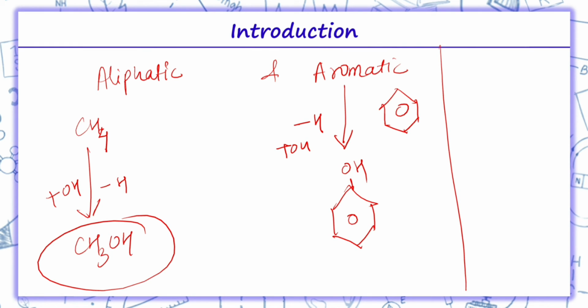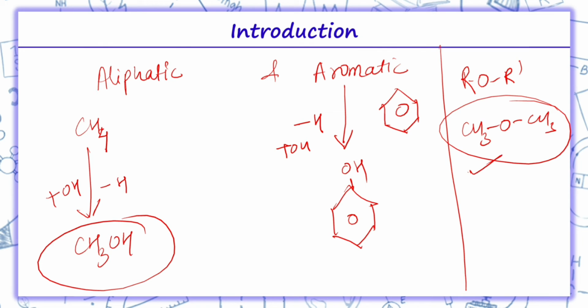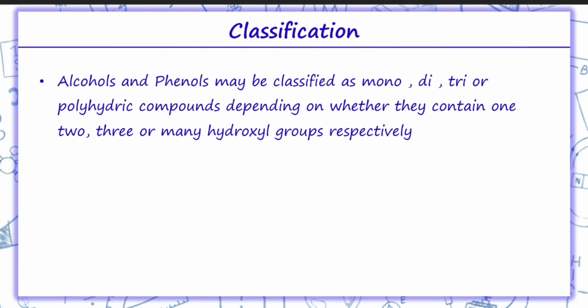Ether: the substitution of a hydrogen atom in a hydrocarbon by an alkoxy or aryloxy group. This gives out ether, that is ROR dash. We can say CH3OCH3. This group is called the ether group. Coming on to the classification of alcohols and phenols.